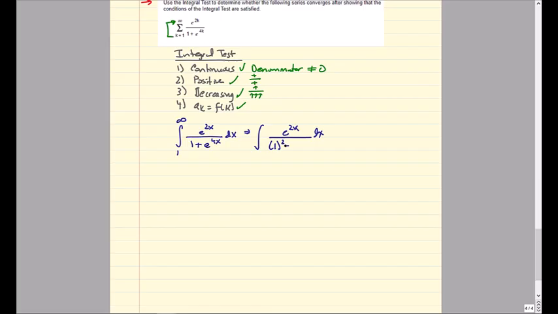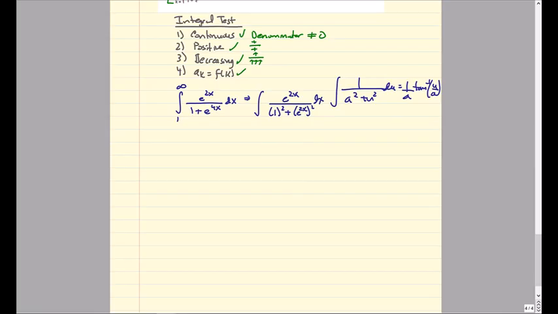I'm going to rewrite 1 as 1 squared, and I'm going to rewrite e to the 4x as (e to the 2x) squared. So what I have here then is an a squared plus u squared. So if I have 1 over a squared plus u squared du, that's going to integrate into 1 over a inverse tangent of u over a. So that's what this is going to end up looking like eventually. We have a little bit more work to do here. But in order for this to work, a is equal to 1, u is equal to e to the 2x, du would then be 2e to the 2x dx. So I'd multiply by a 2 on the inside, compensate with a 1/2 on the outside.